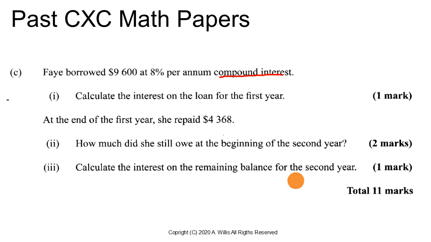Now, question 1 has 3 parts and the total marks are 11 marks. So this is a quick review of question 1 in the past CSEC paper.